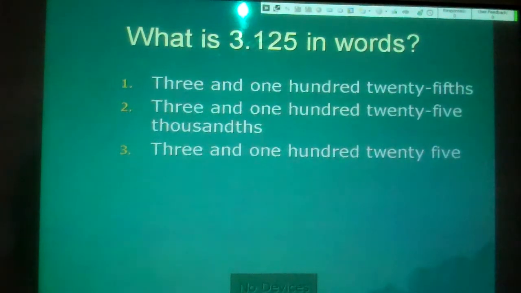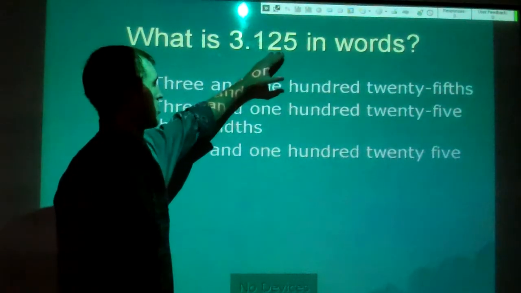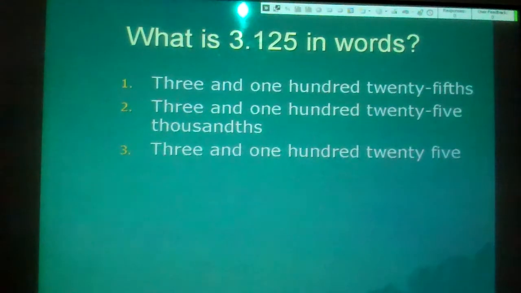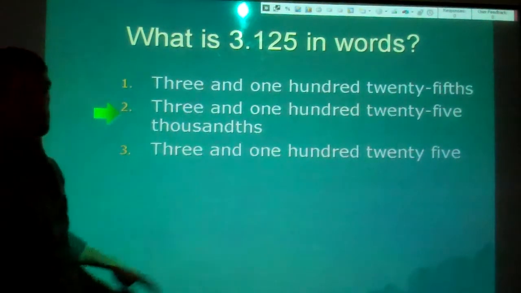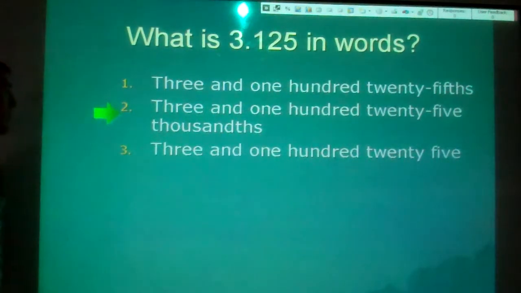Alright, what is 3.125 in words? Okay, we should be looking at 3 and 125 thousandths. That would be this choice right here, number 2. 3 and 125 thousandths. Once again, 5 is in the thousandths place, so that's where we go with that.